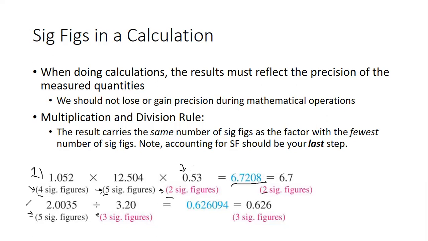Then in example 2, we have a number with 5 sig figs and a number with 3 sig figs. We put that in our calculator and get a very long answer, but then we need a number with 3 sig figs at the very last. Any questions so far about our rules?